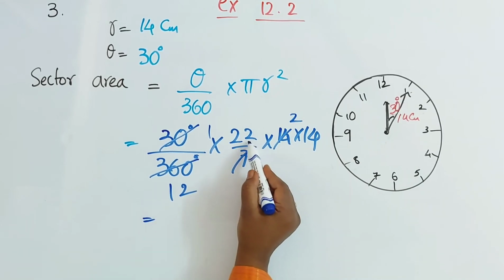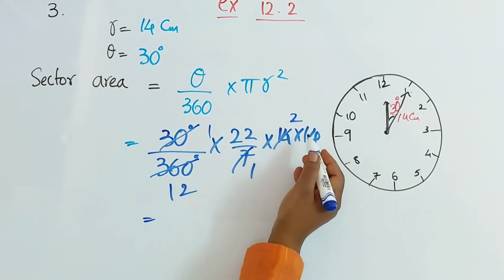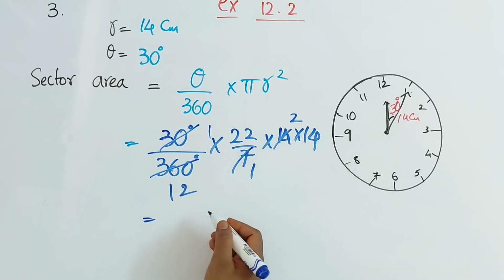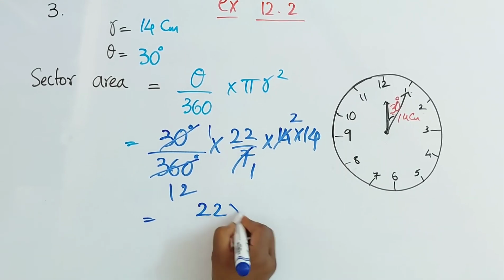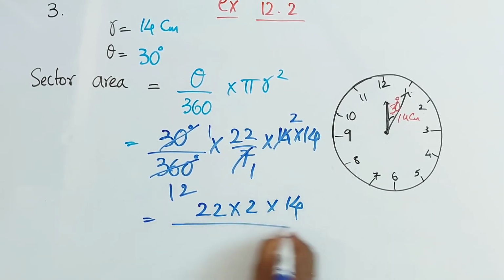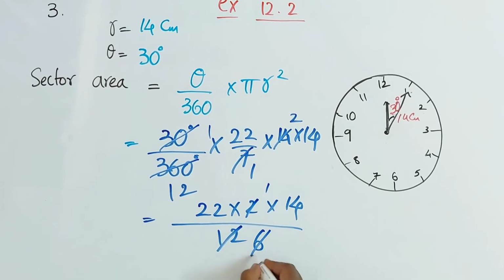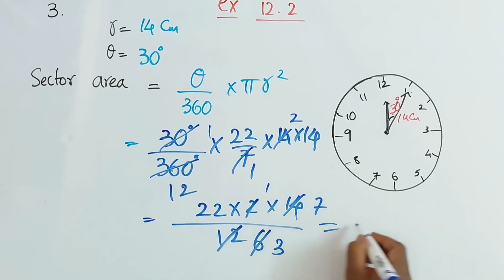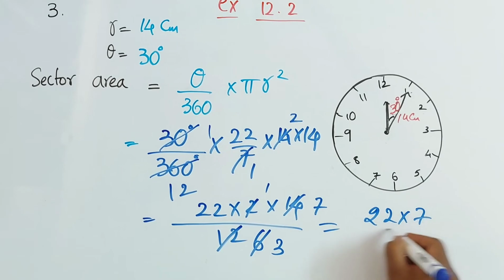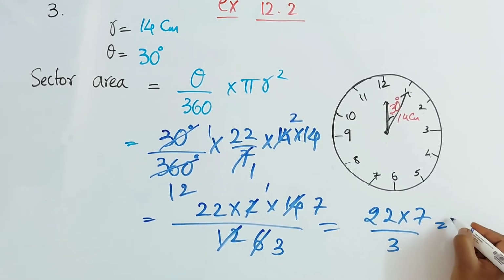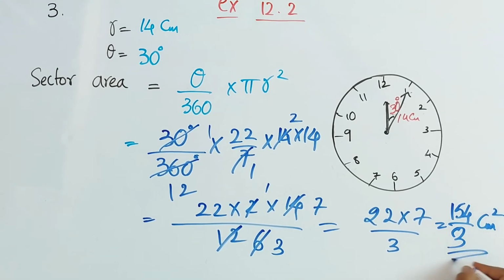Now here 22 into 2 into 14 divided by 12 again. Correct, children? So here 2 ones are 2, 6 twos are 12, 2 threes are 6, 2 sevens are 14, that is equal to 22 into 7 by 3. That is 154 by 3 centimeters square. So this sector area is 154 by 3 centimeters square, children.